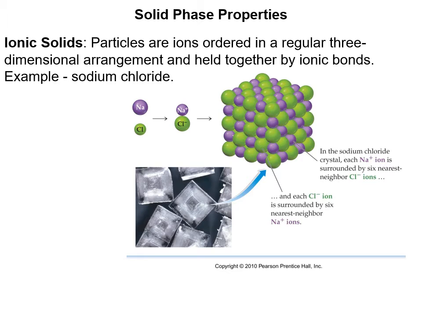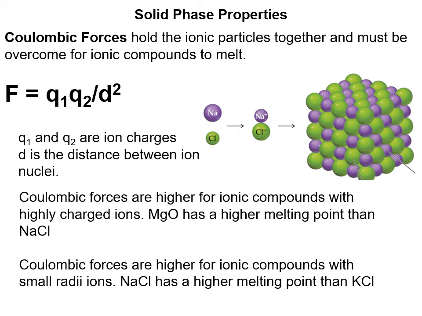In ionic solids, the ions are ordered in a regular three-dimensional arrangement and are held together by ionic bonds. The electrostatic attraction between the positive and negative, the cation and anion, is the ionic bond. So each sodium ion is attracted to all the surrounding chloride ions that are around it. You should be able to use Coulombic forces to explain what holds ionic particles together in the ionic bond.